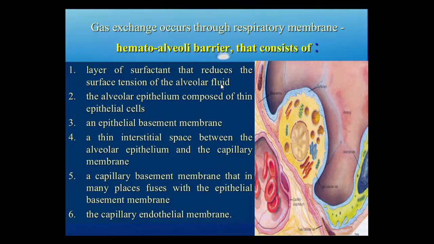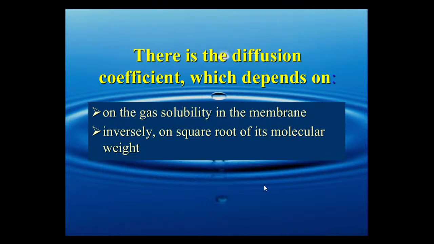So oxygen and carbon dioxide, in order to be exchanged, should pass through all these layers. And the structural and functional state of this membrane, this barrier, determine this process, second stage or process of gas exchange in lungs. This process depends on and is described by diffusion coefficient, which depends on gas solubility in the membrane, and inversely proportional to square root of its molecular weight.